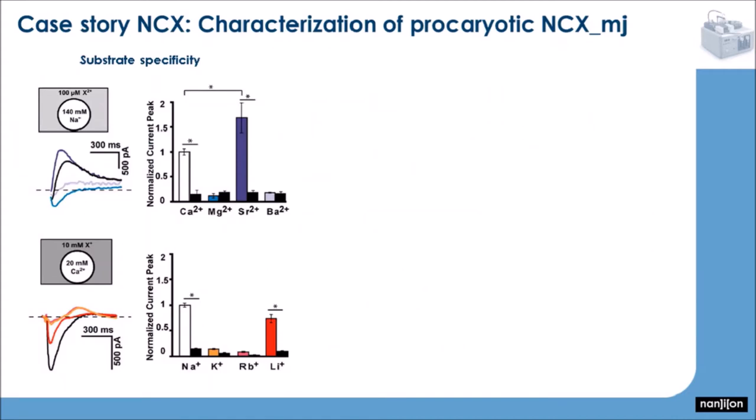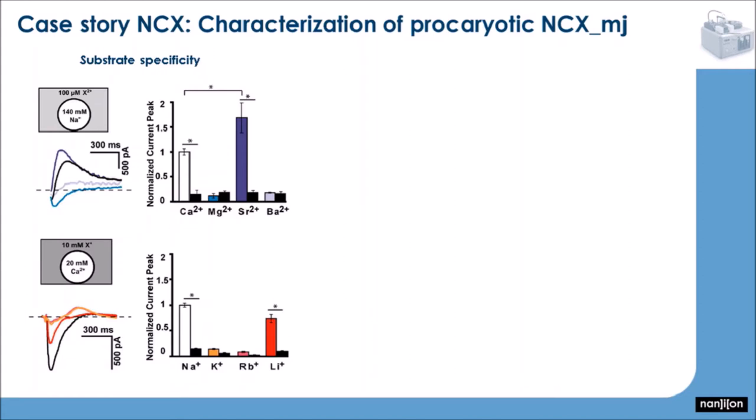Then, sometime later, we got the chance to characterize a prokaryotic NCX isoform. This was NCX_Mj from Methanococcus jannaschii. That is actually the NCX isoform which was used for crystallization. So a first structure of NCX was published, and after that we could look at the function of this protein. What we did now is we used the protein, reconstituted it in liposomes, and then basically applied the same assay. What we did here was an extensive substrate specification.